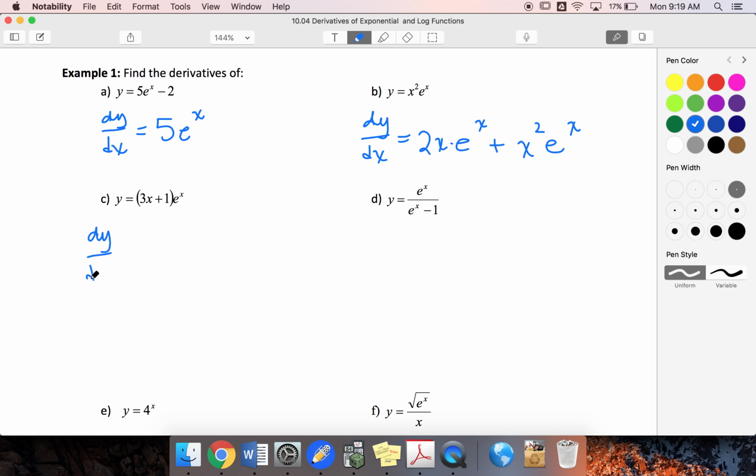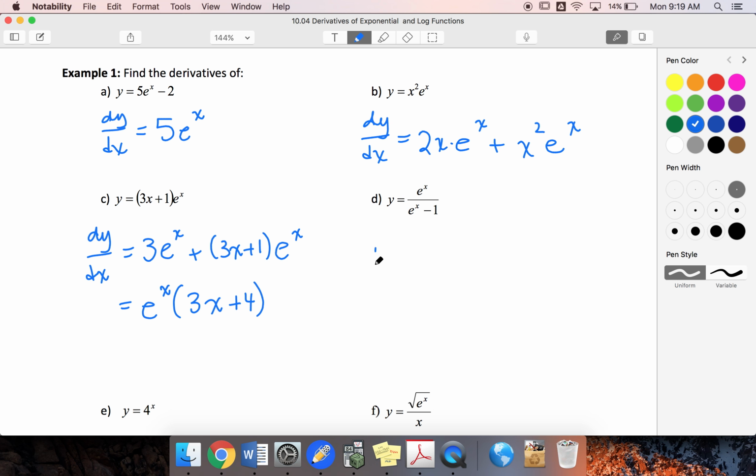Again, product rule, derivative of the first is 3, rewrite the first, take the derivative of the second, but it just stays the same. If I wanted to, I could then factor out that e to the x. So I would have 3 plus 3x plus 1, which is 3x plus 4.